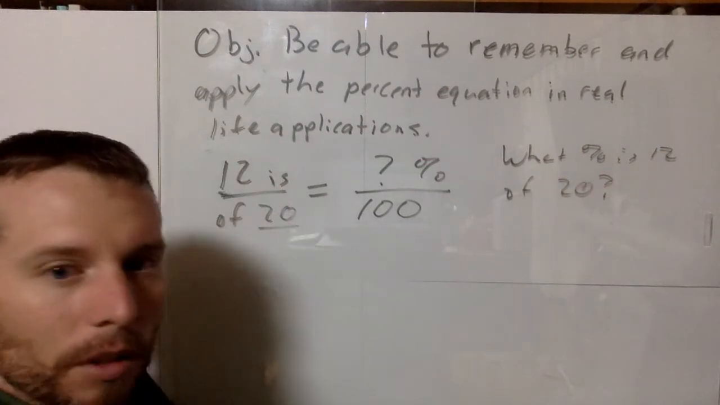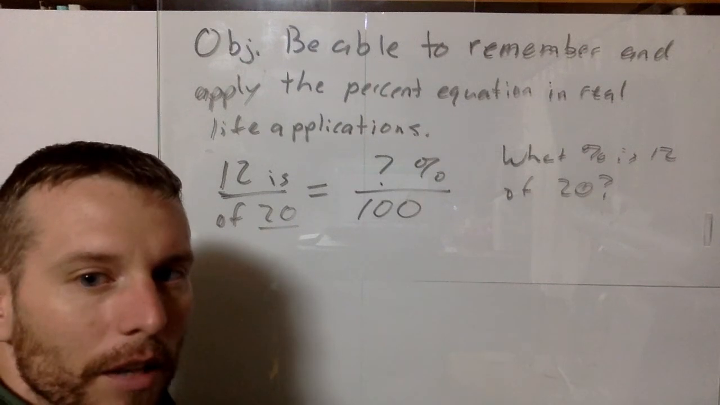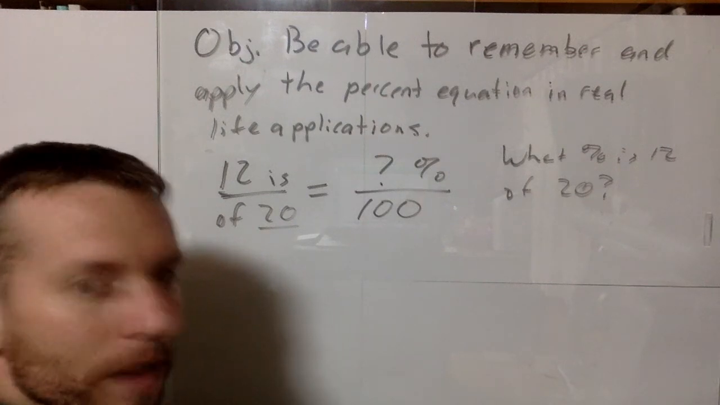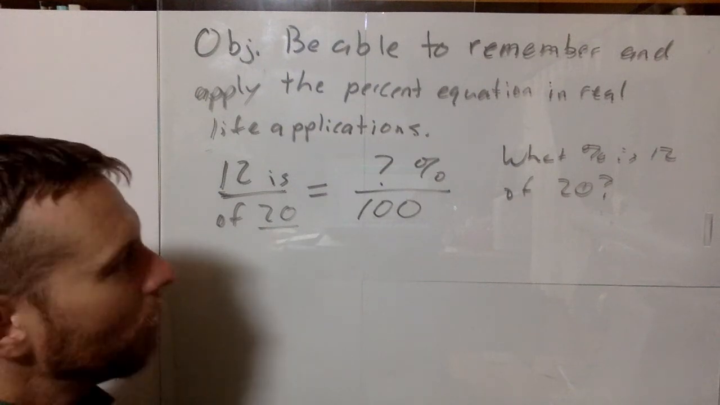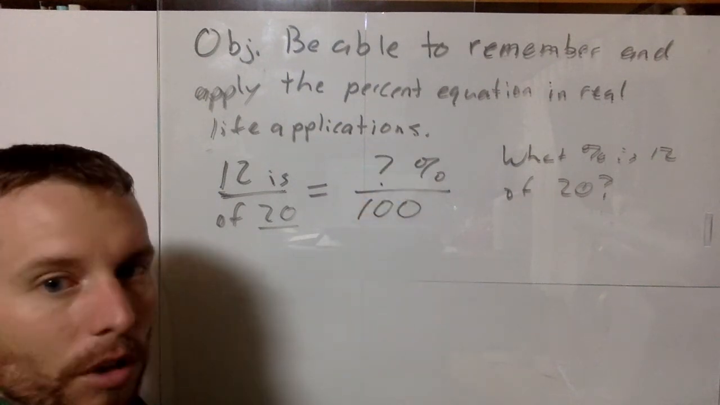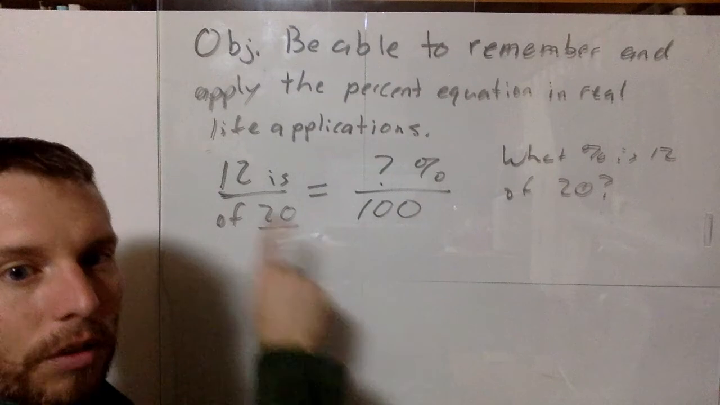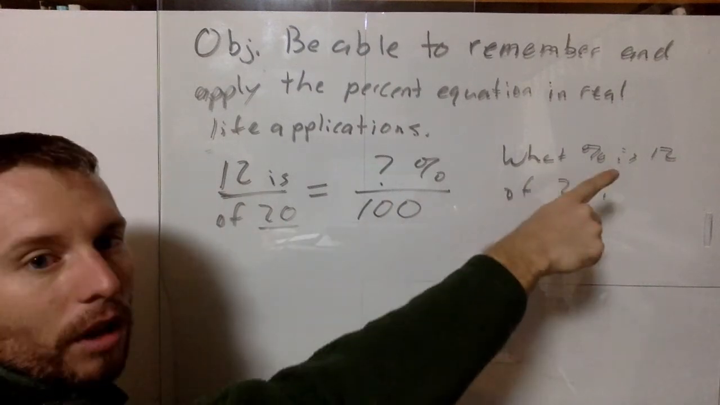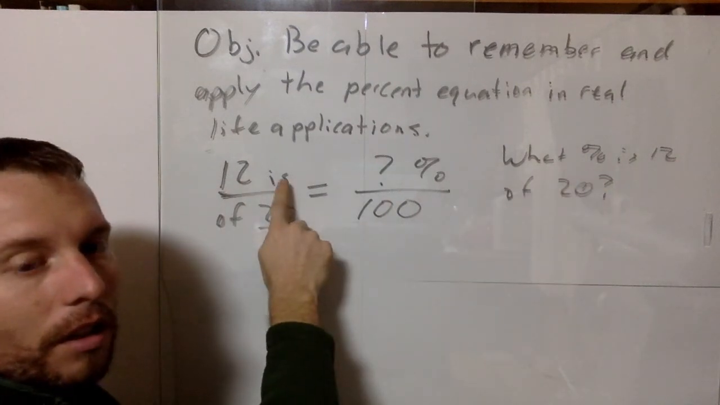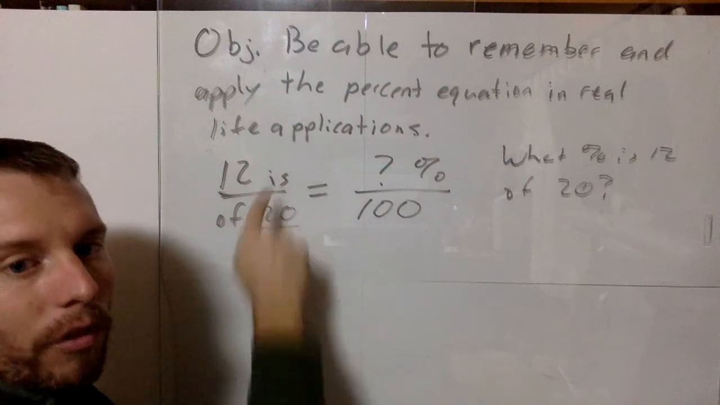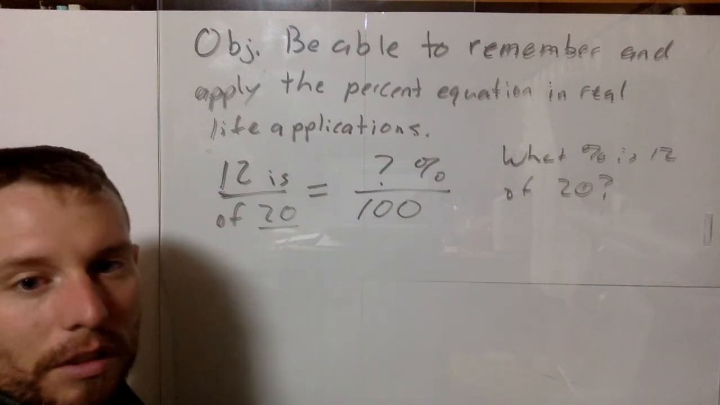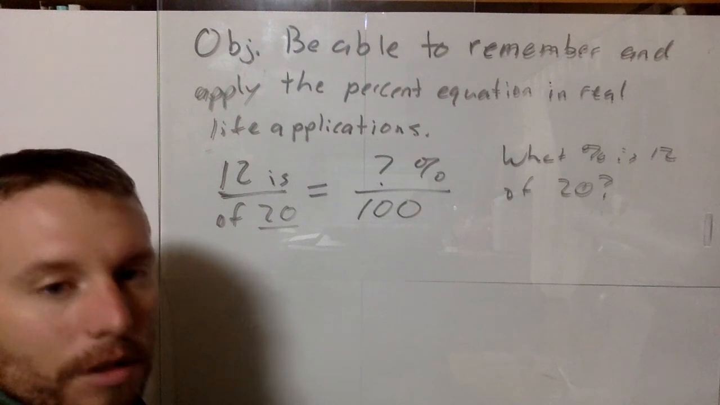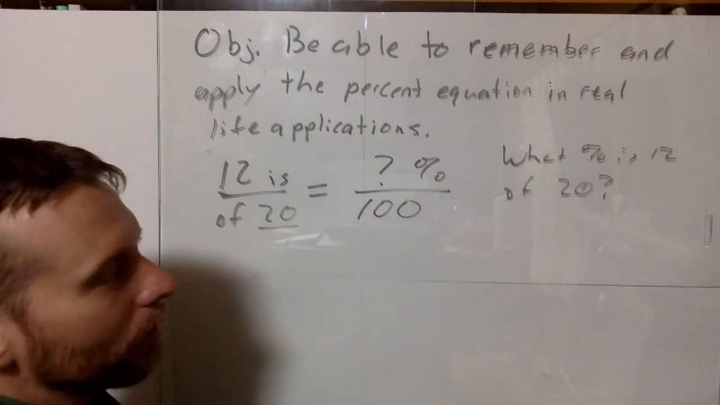So you have to be a little discerning here, and that's not going to fit exactly perfectly into this model, but you can still figure it out, because when it says what percent, you know that's going to be your question mark. And even though it says is 12, and the number usually goes before the is, we know that it's of 20, right? So the 20 goes there, and then you just have to rephrase this question.